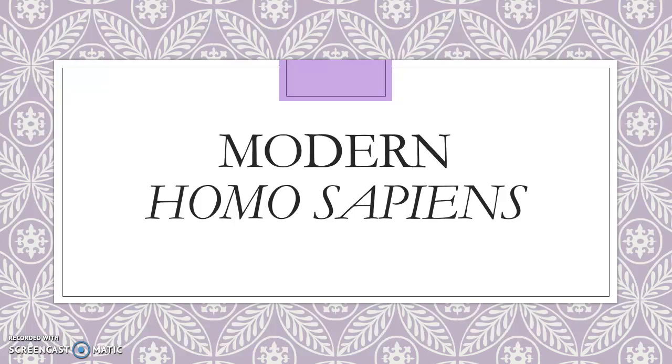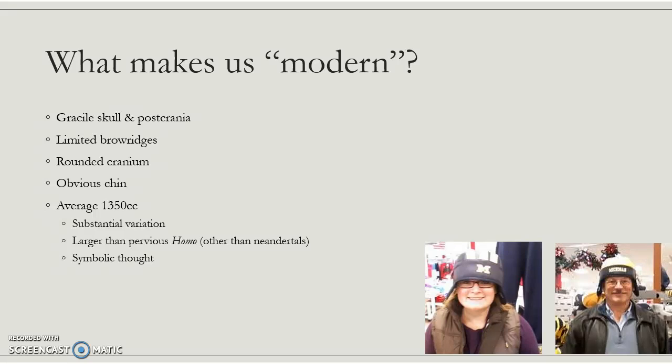Modern Homo sapiens, then, that's us. We did overlap in time with Neanderthals for several thousand years. The differences between us and Neanderthals are myriad. We're much more gracile in the skull and in the postcrania, so the bones are thinner and the muscle attachments are smaller. Our brow ridges are much less distinct. Our cranium, the actual skull case, is much more rounded. We have a more defined chin. And our average cranial capacity is 1350 cubic centimeters.